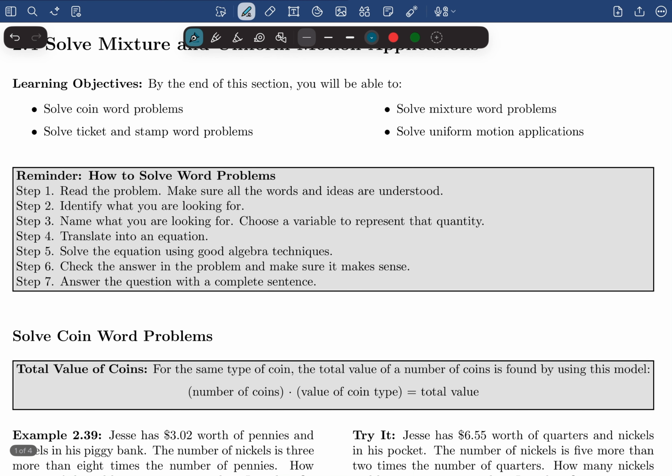And I want to remind you of our 7-step process of how to solve word problems that we discussed in our last lesson. So step 1 is read the problem. Make sure all the words and ideas are understood. Step 2, identify what you are looking for. Step 3, name what you are looking for. Choose a variable to represent that quantity.